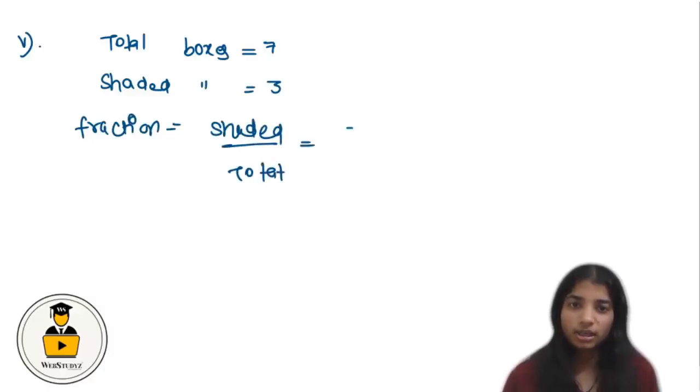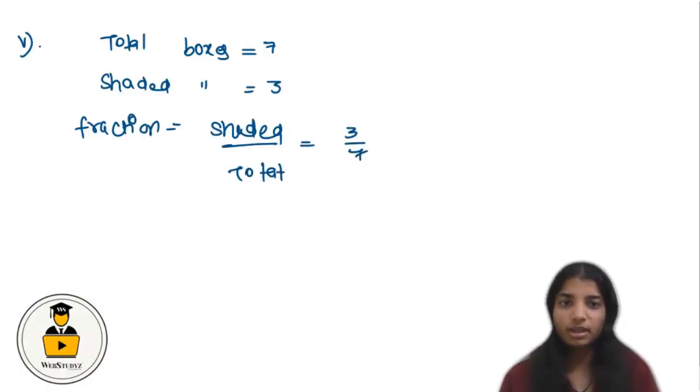So shaded are 3 and out of this total are 7. So from here we can say that the fraction here is equal to 3 divided by 7. So this is the answer to part 5 of this question.